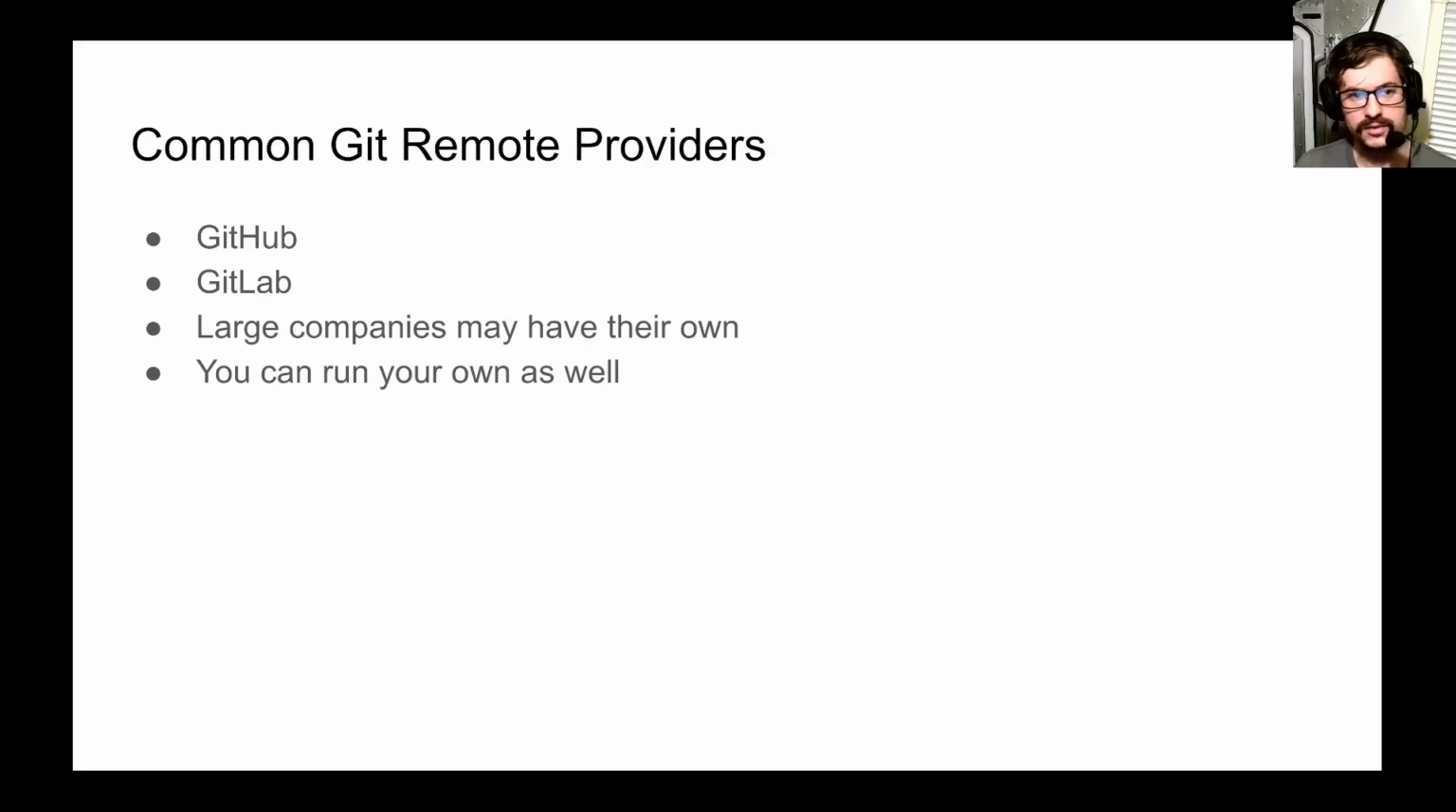Common providers include GitHub, which is one of the biggest, and GitLab, which is slightly smaller but also well known. Large companies may have their own Git remotes as well because they don't always trust these providers to hold on to their code. Sometimes your company may have something that looks like GitHub or GitLab because those two companies license their software out. So you can start up your own server, install the GitHub software on it, and run a remote repository system like that.